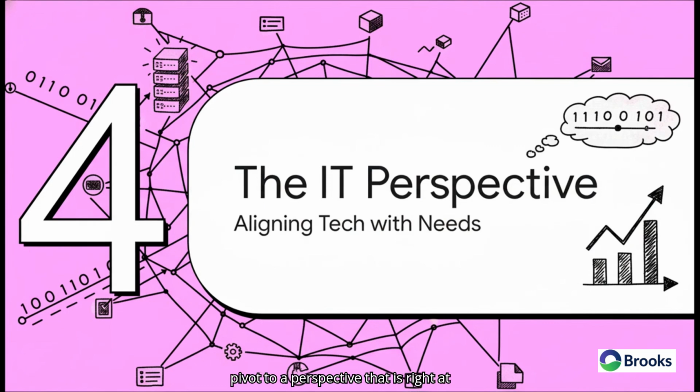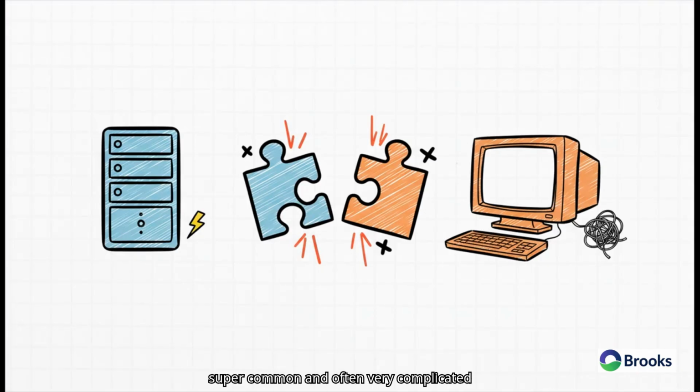Okay, let's pivot to a perspective that is right at the heart of pretty much every modern business: information technology. This one is all about making sure the technology we build or buy is actually serving the goals of the business. It sounds simple, but it's incredibly complex. Here's a super common and often very complicated IT challenge. You've got this shiny new system that's supposed to solve all your problems, but it has to talk to the old, reliable one that's been running the company for decades. Getting those two to work together seamlessly, well, that's a massive technical and business undertaking.